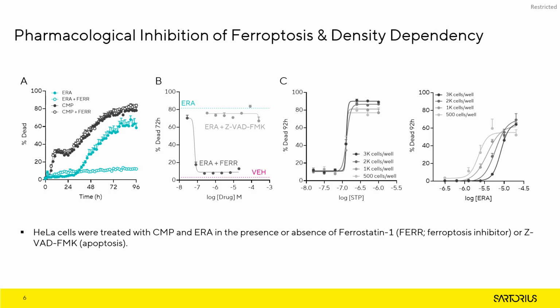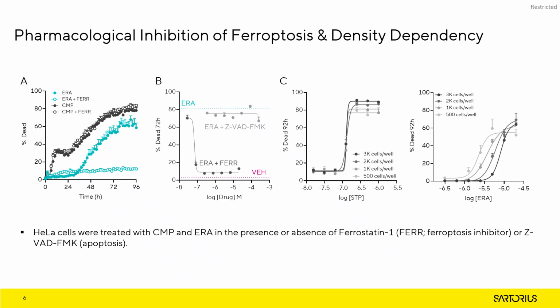If we look at the time courses in A, this shows the percentage of dead cells in response to either camptothecin or auristatin, with or without ferrostatin 1. You can see that ferrostatin 1 had no impact on apoptosis induced by camptothecin, and in contrast, we see that auristatin alone induced cell death up to 60%, and this was reduced in the presence of ferrostatin 1.